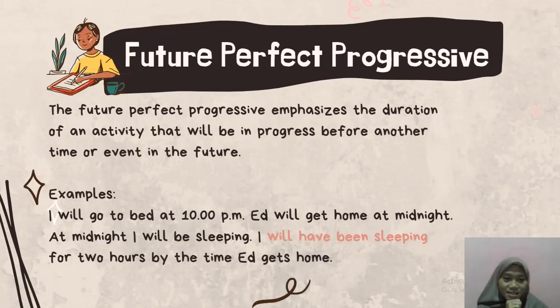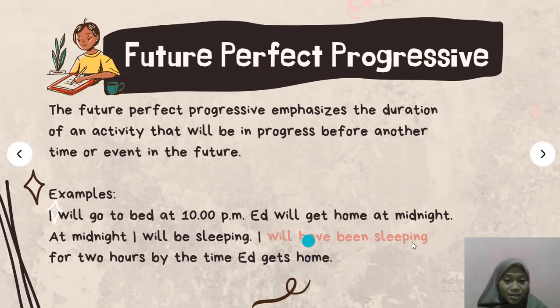Here is the last type of future tense, future perfect progressive. The future perfect progressive emphasizes the duration of an activity that will be in progress before another time or event in the future. For example, I will go to bed at 10 p.m. Ed will get home at midnight. At midnight, I will be sleeping. So, I will have been sleeping for 2 hours by the time Ed gets home.